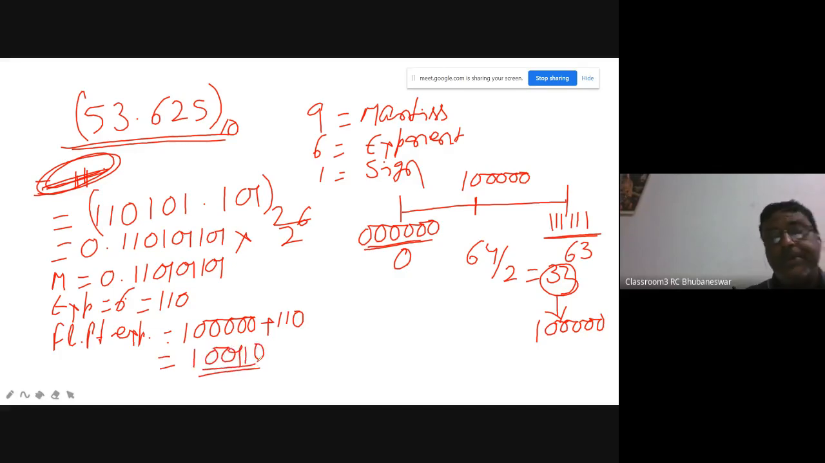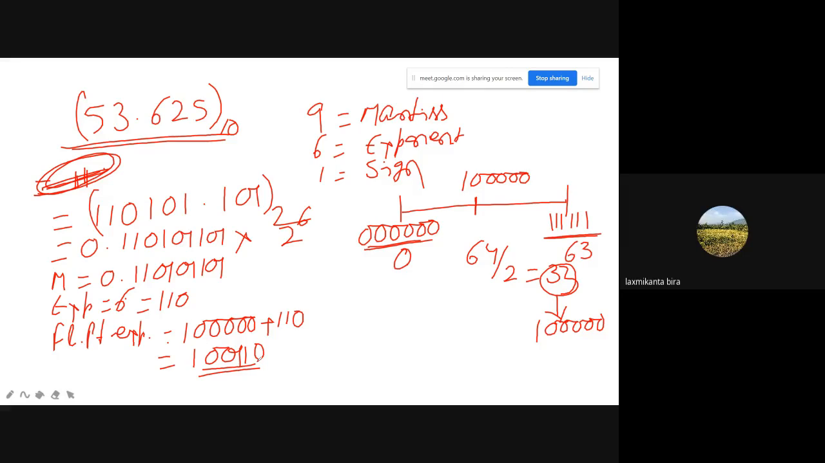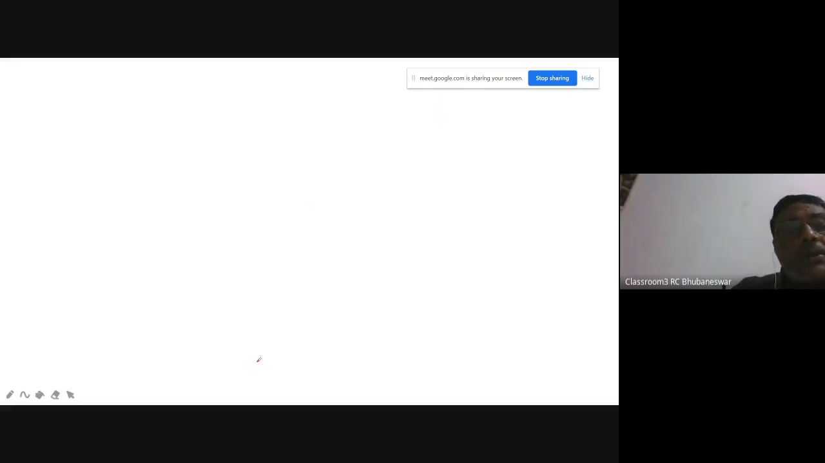This is the floating point exponent. Understand all of you? Yes, sir. Okay. Now you will represent this in a 16-bit format.